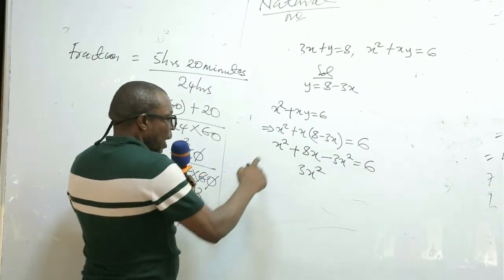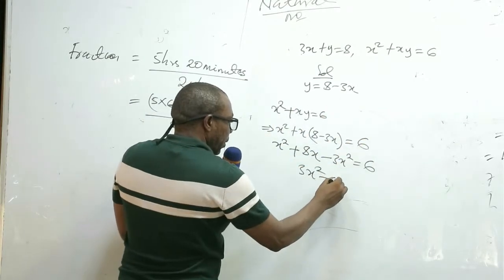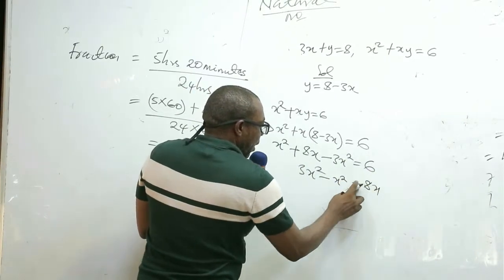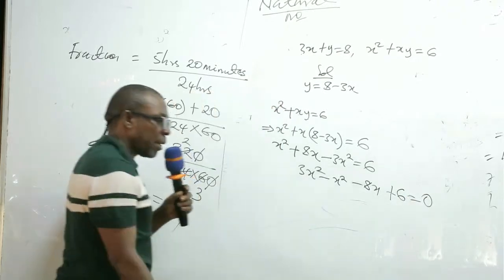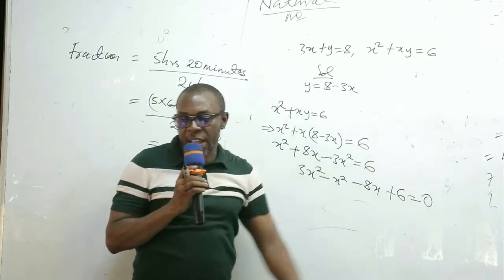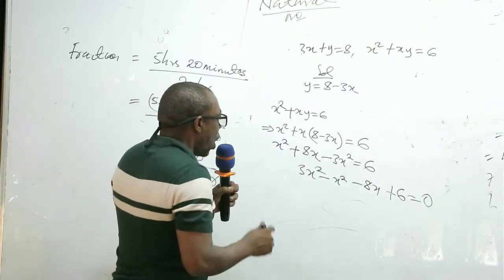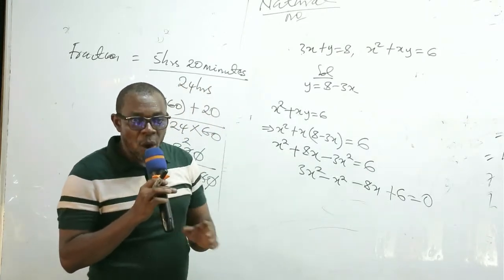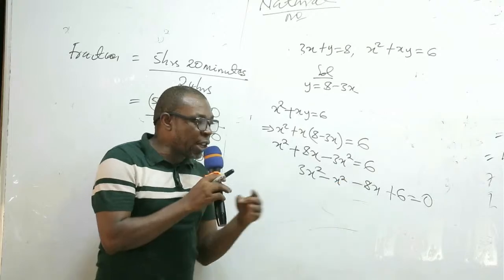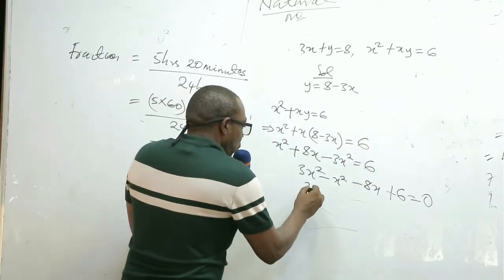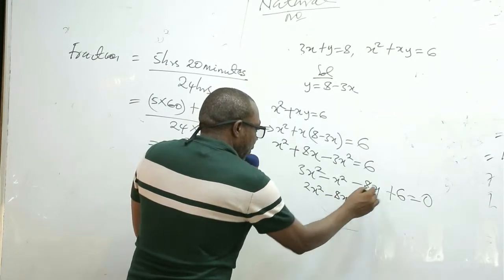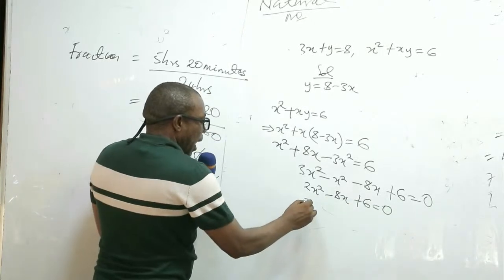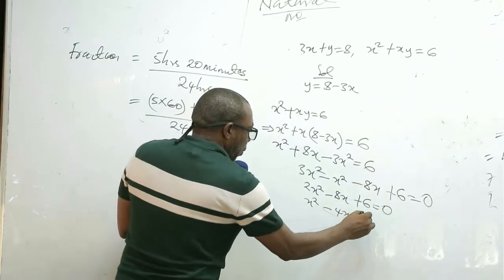When x squared crosses, it becomes minus x squared, then minus 8x. I'm crossing everything to the other side. No, 6 is staying. 3x squared minus x squared gives us 2x squared, minus 8x plus 6 equals 0. Divide through by 2. x squared minus 4x plus 3 equals 0.